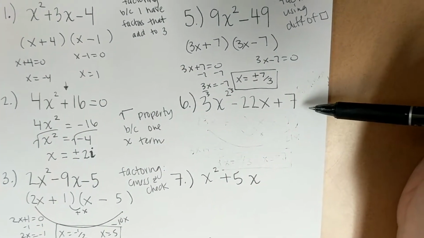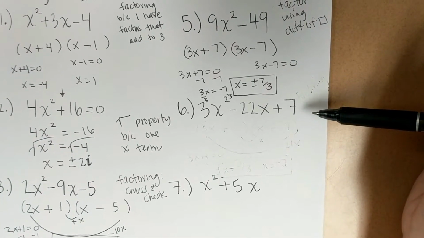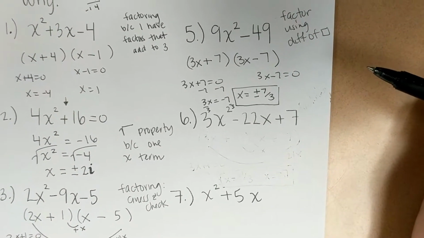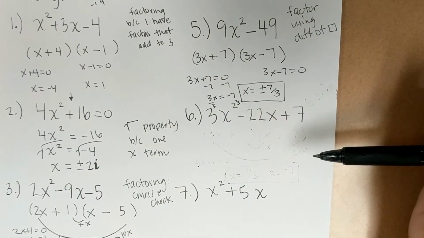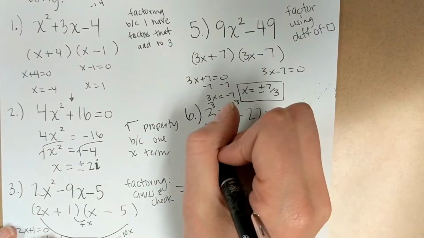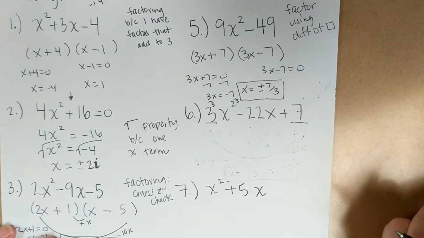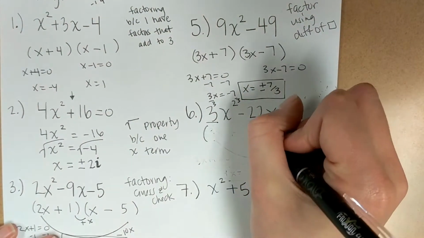Okay, so for question 6, we could do the quadratic formula. You could do completing the square, because those are going to work every single time. But I notice a prime number here and a prime number here. So I'm going to try factoring.